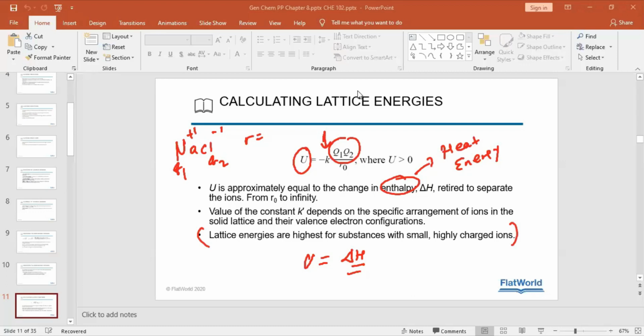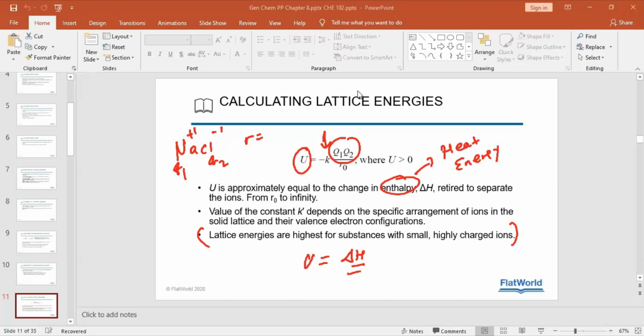So you have two factors. The lattice energy will be higher if the charges are higher. Or if the optimal distance between the two atoms or the two ions is smaller, then basically the lattice energy is also higher. So the higher the distance, the lower the lattice energy, and the higher the charges, the higher the lattice energy, proportionally.